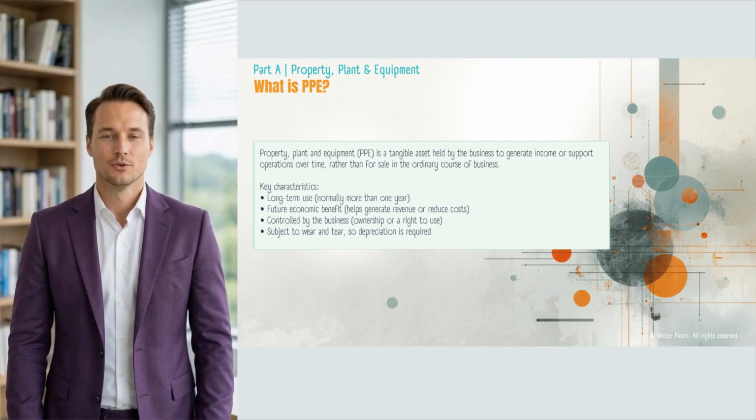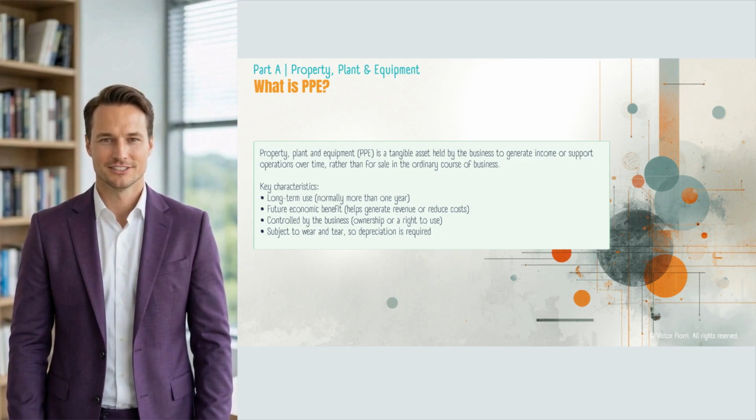So, what is PPE? Property, plant and equipment is a tangible asset held by the business to generate income or support operations over time, and not for sale in the ordinary course of business. There are several key characteristics you should remember.